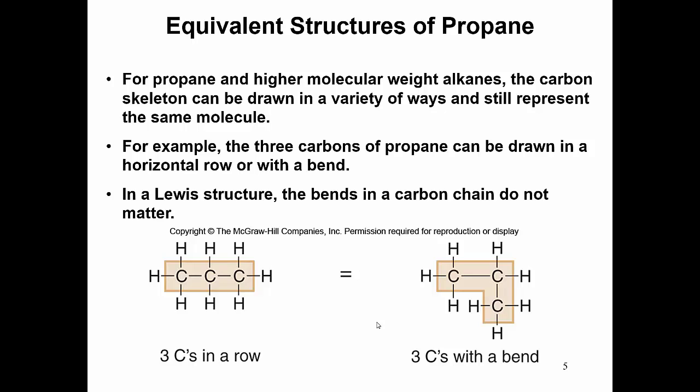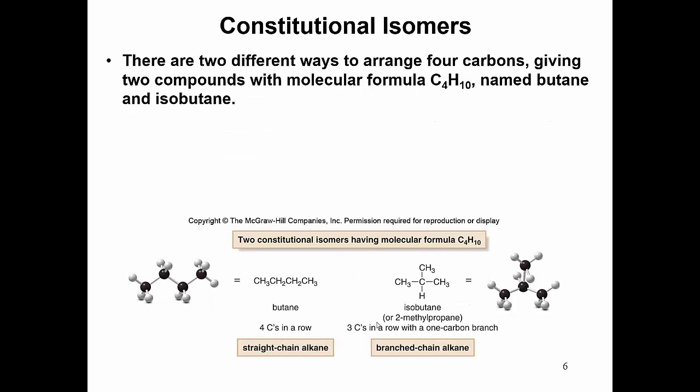Now notice that these are Lewis structures. That means we're not drawing the wedges and dashes. So we're not taking into account some of the stereochemistry that we represent by things coming towards us or going away from us. But either way, these two structures you should recognize as equivalent.